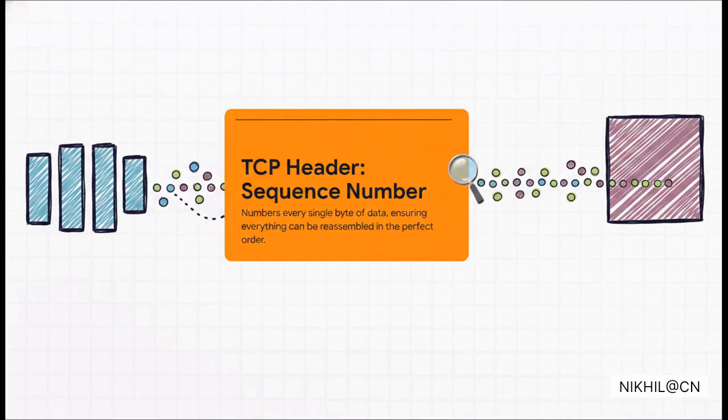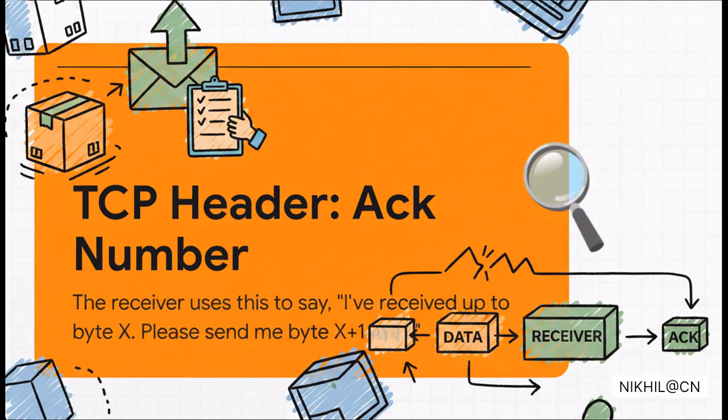Next is the sequence number, and this is where TCP gets wildly specific. It doesn't just number the packets. No, it numbers every single byte of data it sends out. This is what allows the receiver to reassemble the entire data stream perfectly in the exact original order, even if the packets themselves show up all jumbled. Now, to confirm that all those bytes are arriving safely, the receiver uses the acknowledgement number. This is literally the delivery confirmation part of the service. The receiver uses this to tell the sender, "Okay, I've received everything up to byte 5000. Please send me byte 5001 next." If the sender doesn't get that confirmation, it knows something got lost and just sends it again.